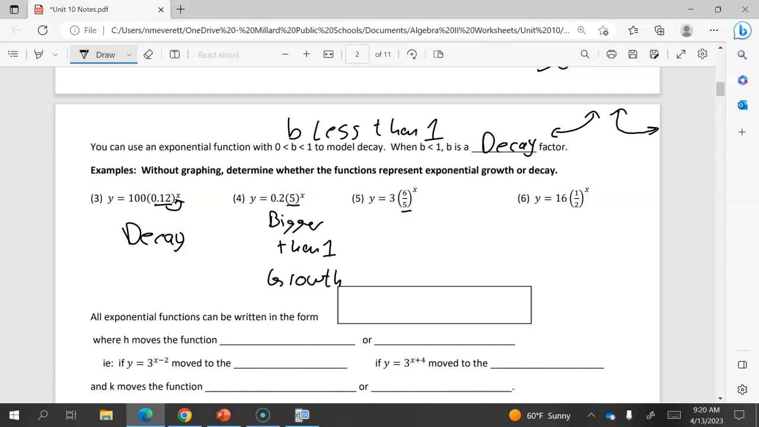6 over 5, again, this 3, this 0.2, this 100, that doesn't matter. I'm looking at the number right next to the x. 6 over 5 is bigger than 1, so that's going to be a growth function. 1 over 2, again, I'm not looking at that 16 here. We're looking at this. 1 over 2 is about 0.5, less than 1. So that is going to give you a decay graph.